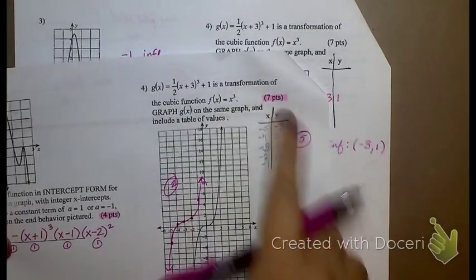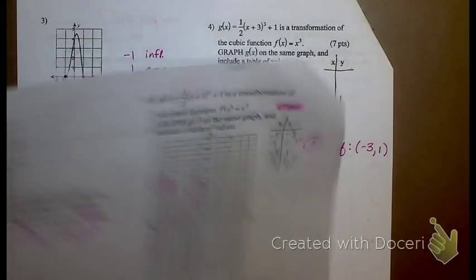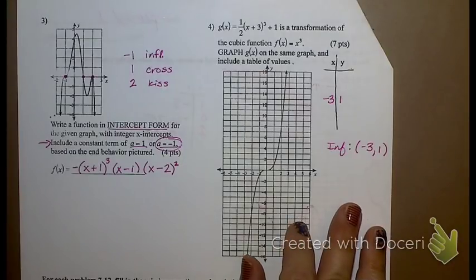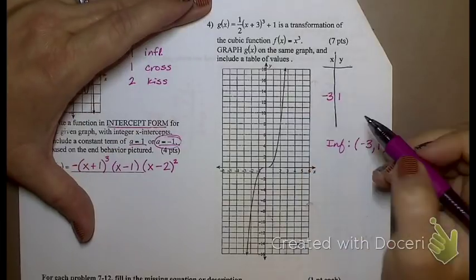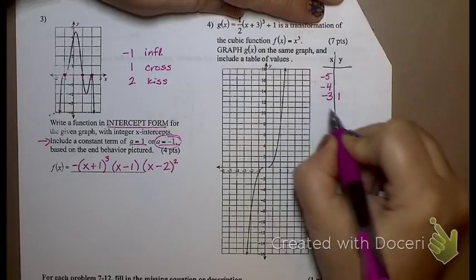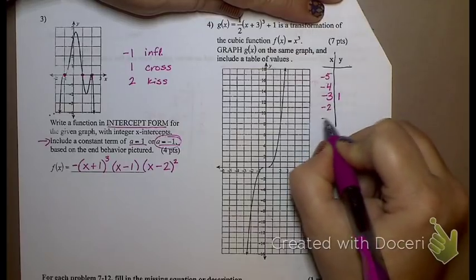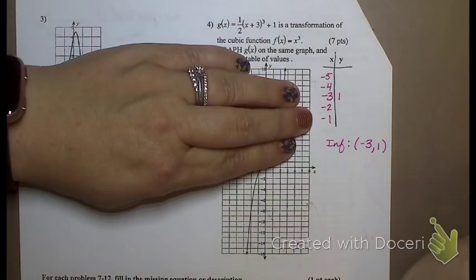So of the 7 points, we've got 5 for your table, 2 for the graph. Okay? Because if your table's wrong, your graph's going to be wrong. The table is really where it's important. So what do I do around -3? I need to see values around there. So I'm going to do -4 and -5, and also -2 and -1. So this is the one where I need 5 full points.